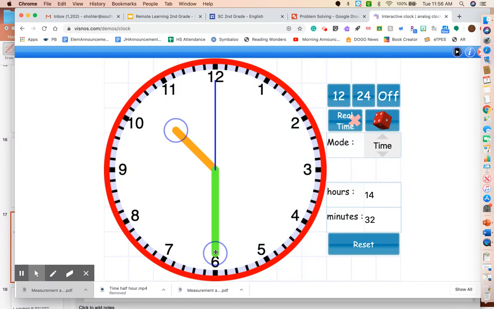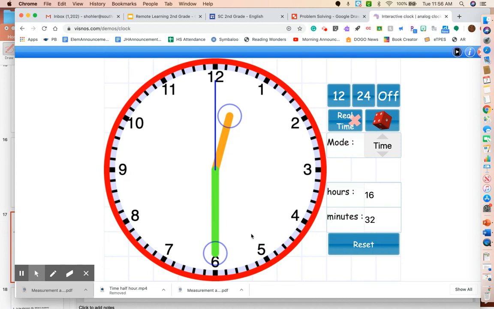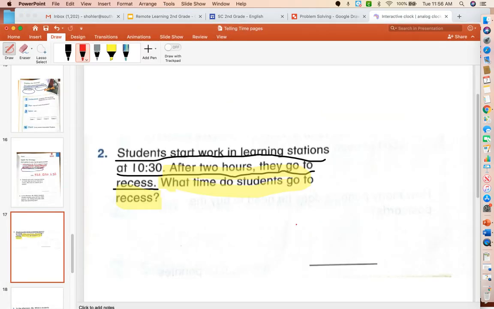All right, now we have to go 2 hours, not just 1 hour. This is 1 hour, but now we have to go a whole other hour. Who knows what time this is? Where's the hour hand pointing to? What hour are we in? And where is the minute hand pointing to? What minutes are we in? If you said 12:30, you are correct. So our answer for this story problem is 12:30, because that is 2 hours after 10:30. And I think that answer is pretty reasonable.